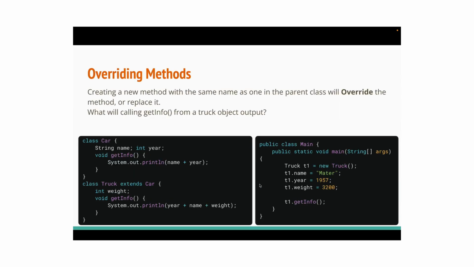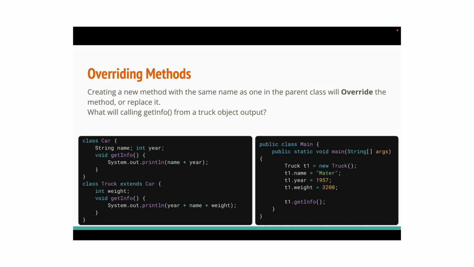Next, let's go over overriding methods. Creating a new method with the same name as one in the parent class will override the method, or replace it. So what will we get when we call getInfo from a Truck object? I'll give you a second to pause this and try to figure it out on your own.